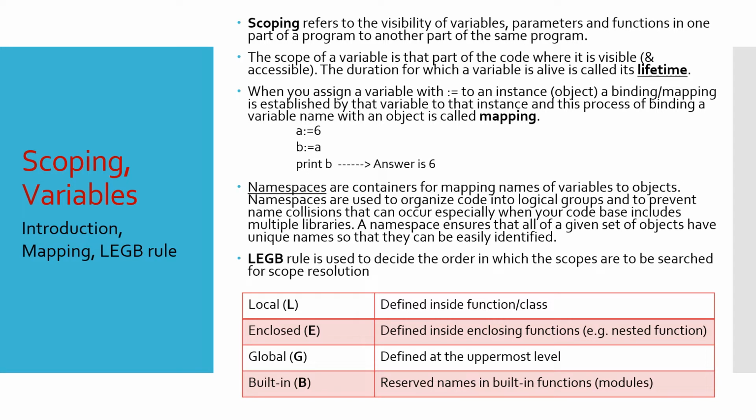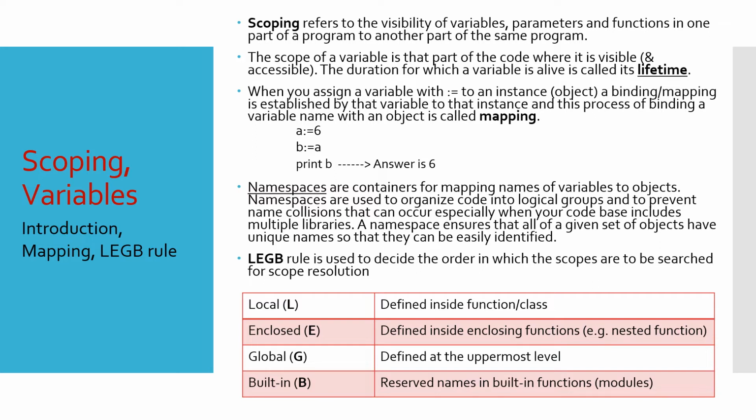Now let's take an example here. When you assign a variable with the := symbol to an object, normally a relationship is established. It's like an expression, to be honest. And this process of binding, or the relationship which is established between a variable and an object, is called mapping. It's important to know what a mapping is because you may get it even in 2 marks questions too.